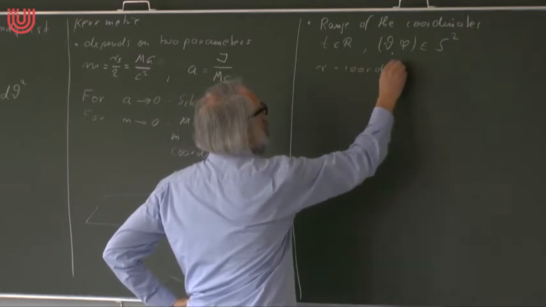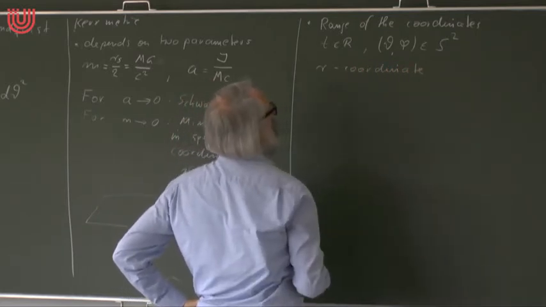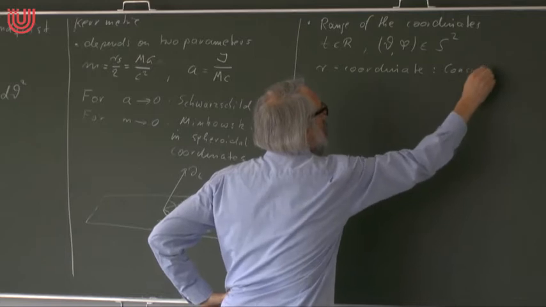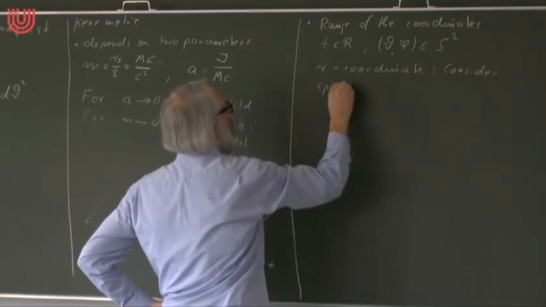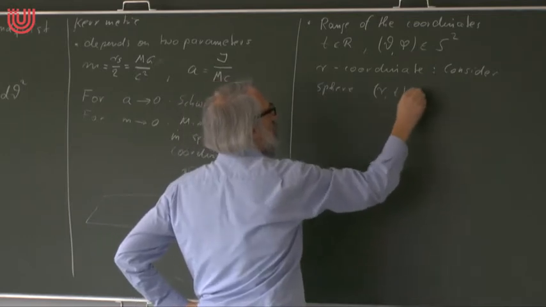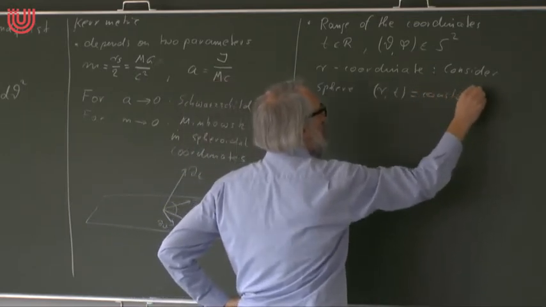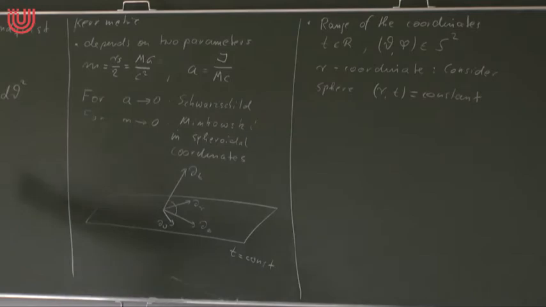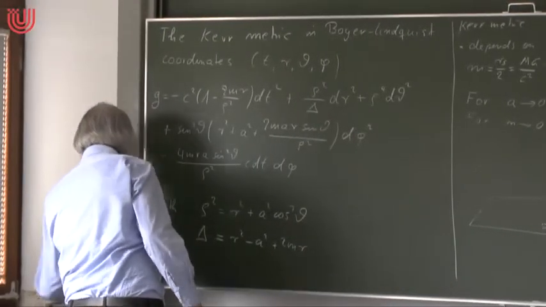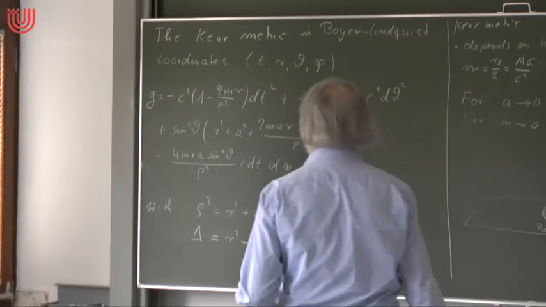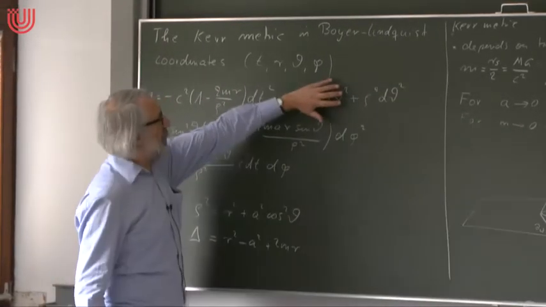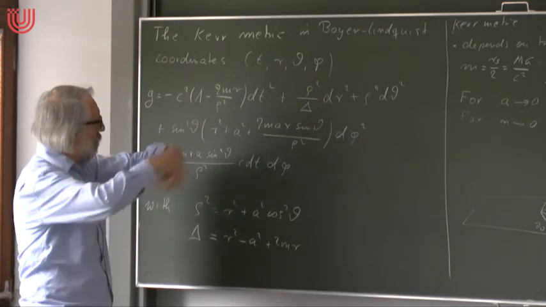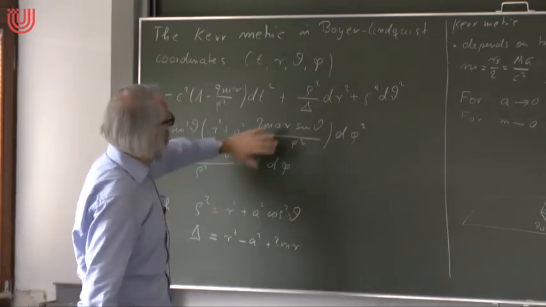So r coordinate. In order to discuss this, we consider the spheres r, t equal constant. And we look at the metric of this object. We can read it from this form of the metric. So if r is equal to a constant, then this is gone. And if t is equal to a constant, these two terms are gone. We don't go in the direction of increasing or decreasing t. So this is gone, this is gone, this is gone.